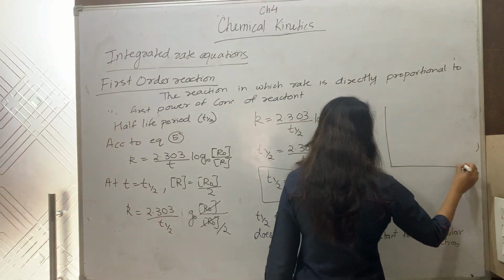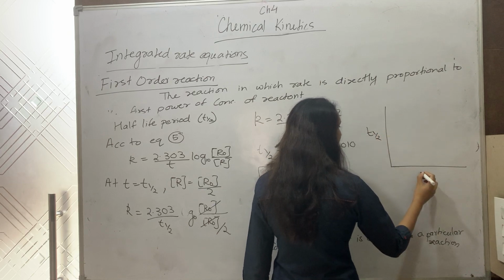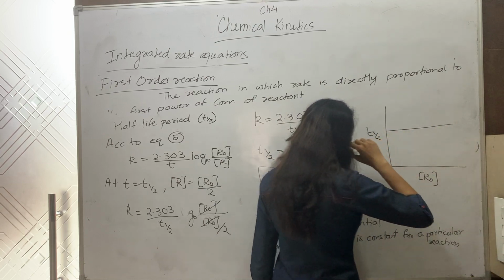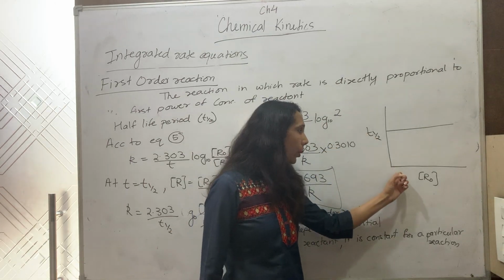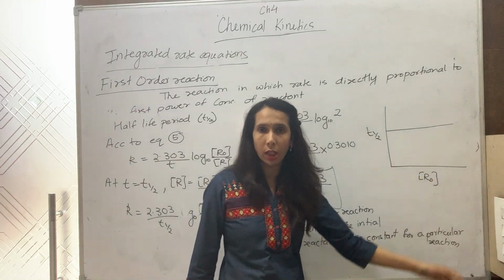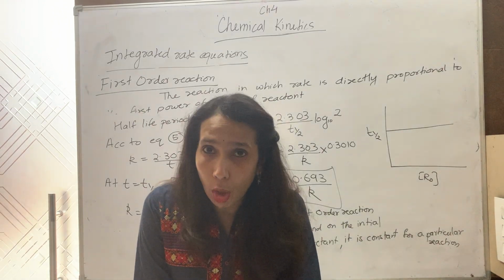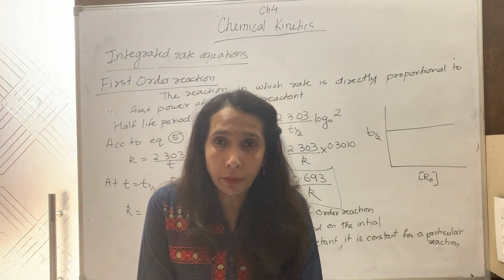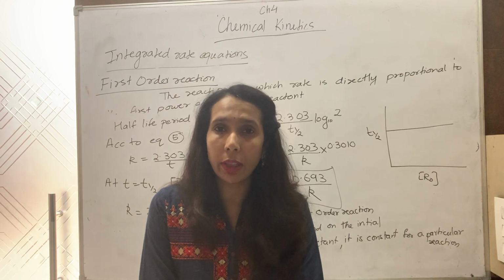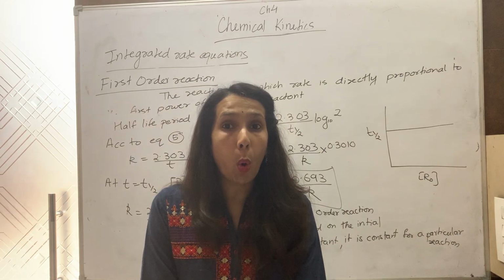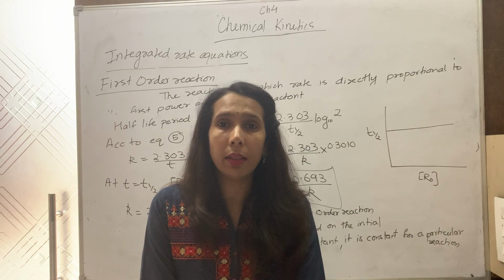That means if I draw a graph between T half and R naught, I will get a graph like this. T half is constant. You change the concentration of R naught, T half will remain the same. So for first order reaction, T half does not depend upon the initial concentration of the reactant. It is constant for a particular reaction.